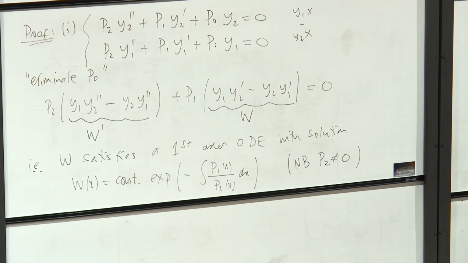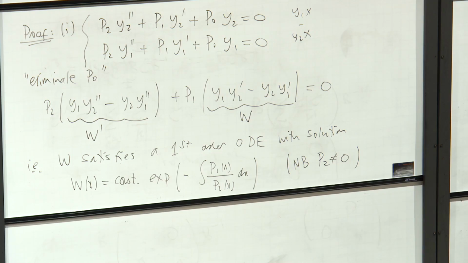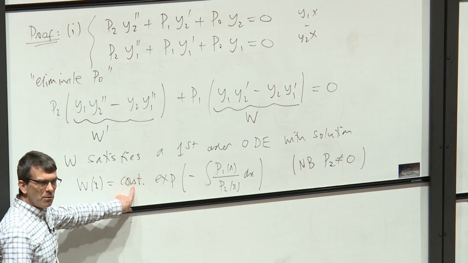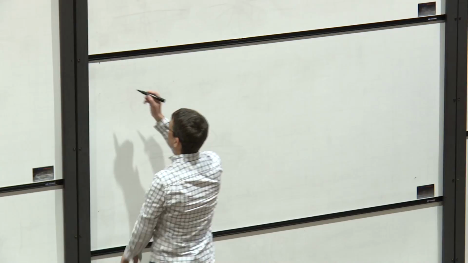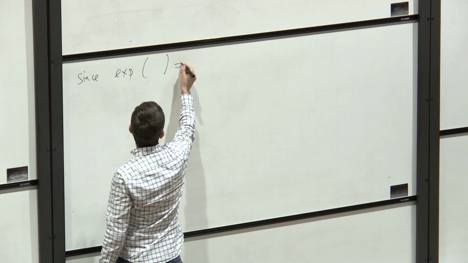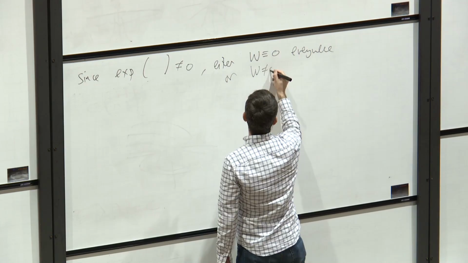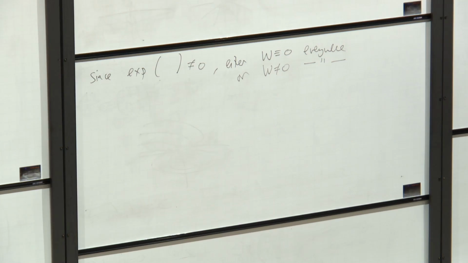Now we know that exponential can't ever be zero. So either this constant is zero or it isn't. If the constant is zero, then W is zero everywhere. If the constant isn't zero, then W is zero nowhere. Is that okay? So either W is zero everywhere or it's not zero everywhere.